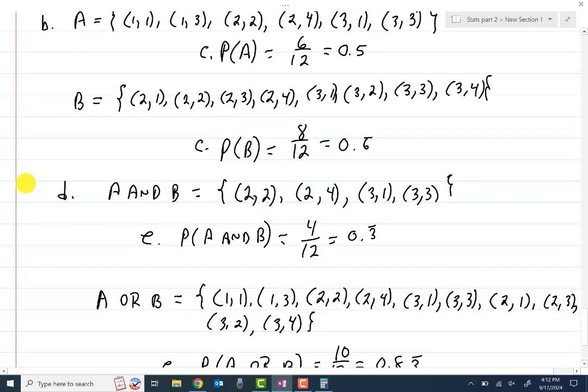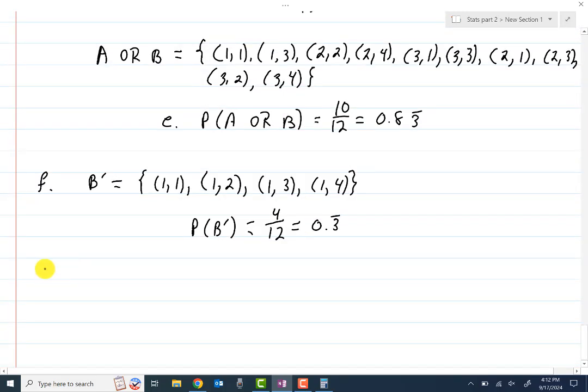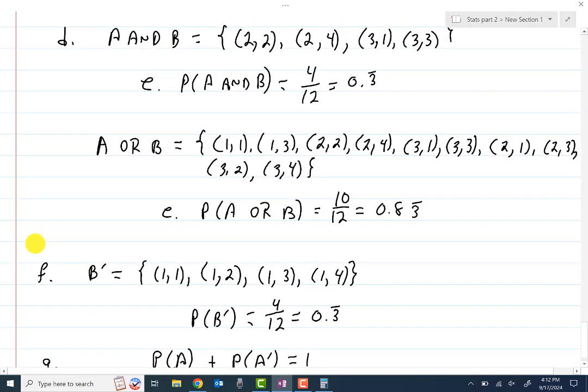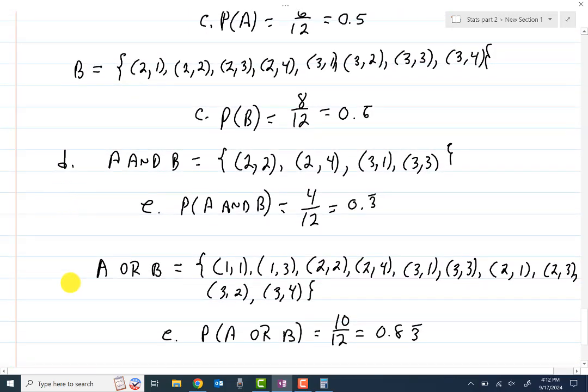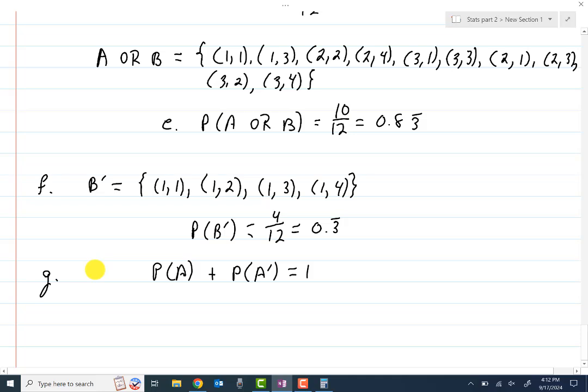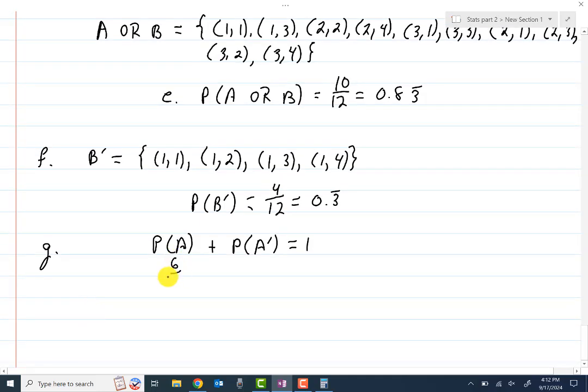For this part G, you don't even need to know what A is. The probability of A plus the probability of A prime will always equal 1. Now, I don't remember how many items were in A. Yeah, this is kind of weak because A has 6 out of 12. So 6 out of 12 plus 6 out of 12. That means there are 6 items that are not in it. Clearly, this equals 1. But this formula, keep that handy. That's true no matter what the event is.